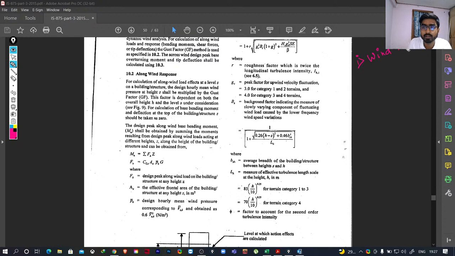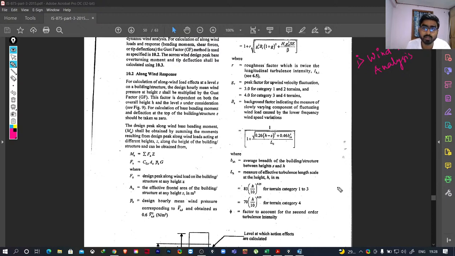Wind tunnel analysis, where the company will make a scaled demo, or a scaled structure, of the actual building using fiber or something like that, and that scaled model will be kept inside the wind tunnel, and the same wind flow will be simulated there. From different sensors on the structure, from different directions, the wind force will be calculated and given in the software. Consider the forces from different directions.